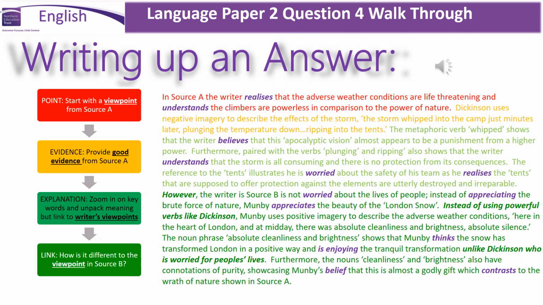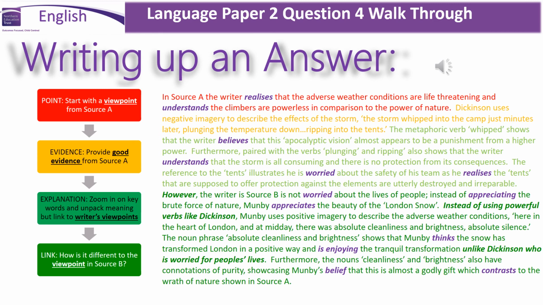The noun phrase absolute cleanliness and brightness shows that Munby thinks the snow has transformed London in a positive way and is enjoying the tranquil transformation. I've clearly explained Munby's perspective there, but then at the end I'm going to cross-reference back. Unlike Dickinson, who was worried for people's lives, so I'm showing the examiner that I completely understand how these viewpoints are different. Furthermore, I'm using that discourse marker again.